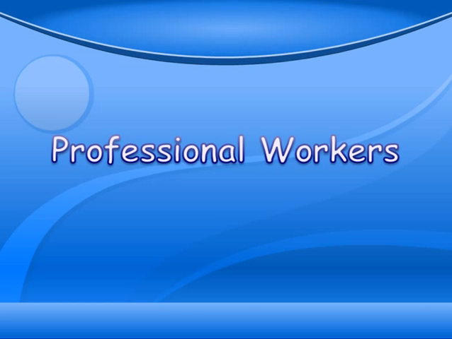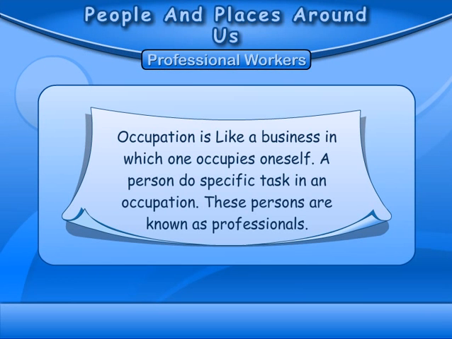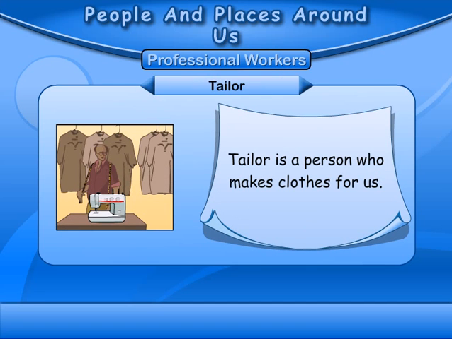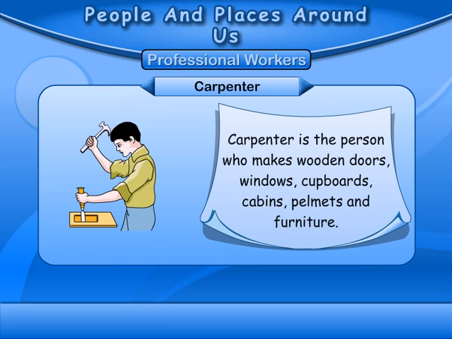Professional workers. Occupation is like a business in which one occupies oneself. A person does a specific task in an occupation. These persons are known as professionals. Tailor is a person who makes clothes for us. Carpenter is the person who makes wooden doors, windows, cupboards, cabins, pelmets, and furniture.